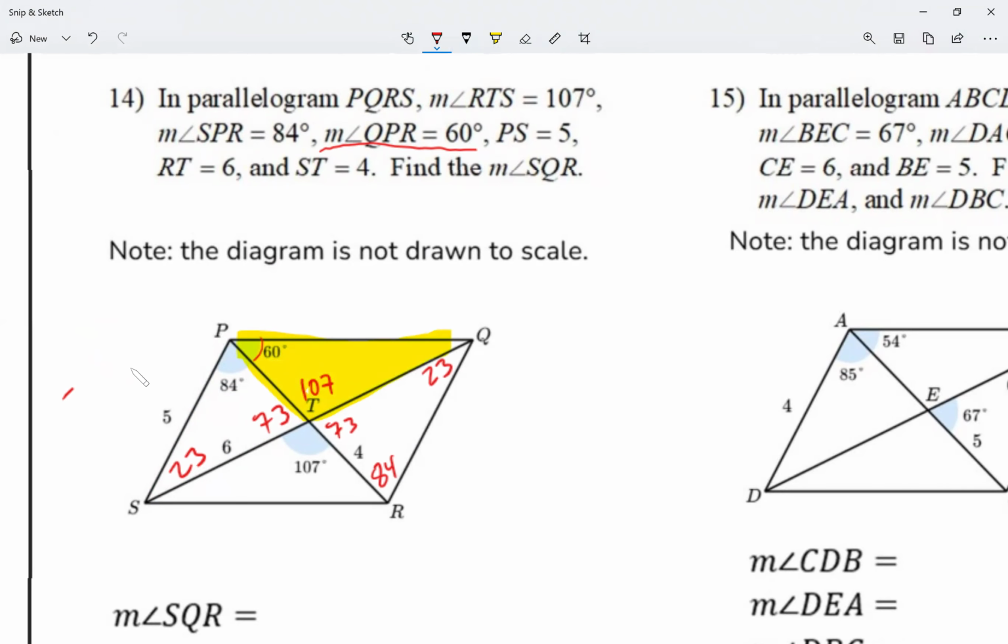I see that triangle, I know two angles, 60 and 107. If I add those two angles, it's 167. If I subtract that from 180, 180 minus 167 is 13. So I'm going to say this angle here is 13. Not only that, but at the bottom, I'm going to call this angle 13 and this angle 60.